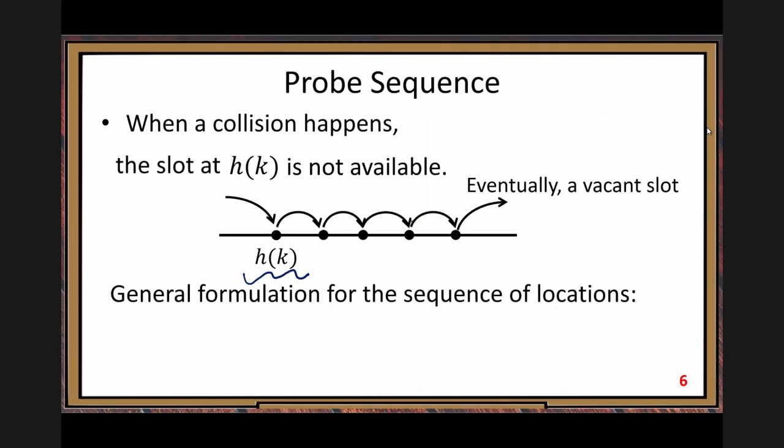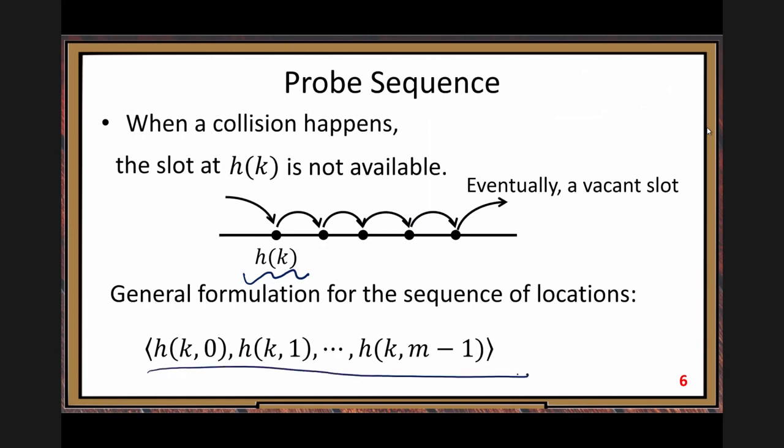General formulation for the sequence of locations. So we call this the probing sequence. Here, our hash function uses 2 parameters to determine the location. The same key, but the next location we want to see. So this is the probe sequence.